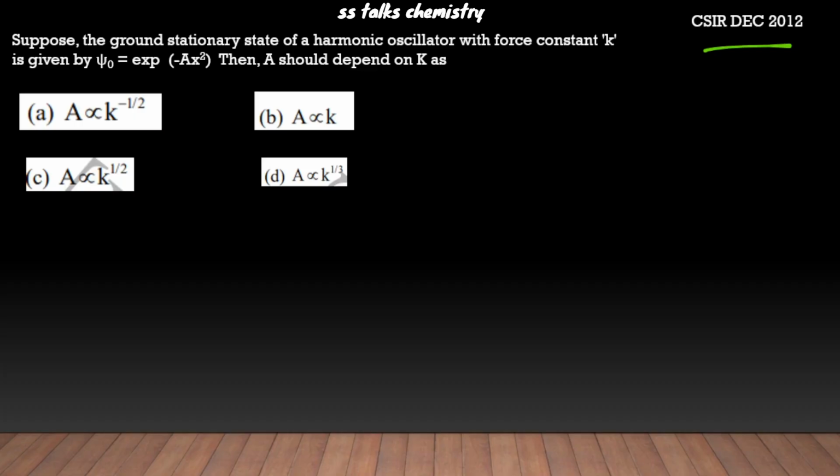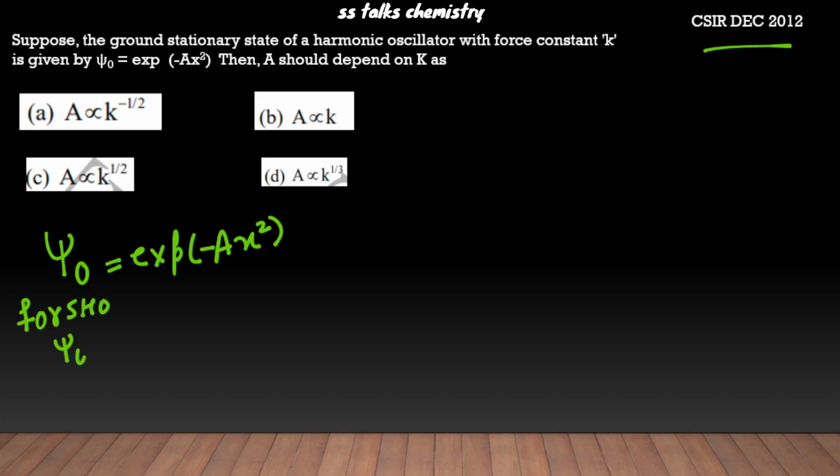For the simple harmonic oscillator, we know that the wave function psi naught is given as exponential of minus a x square. And the one which we obtained from the derivation is that for the SHO, the wave function psi naught is proportional to e raised to the power of minus beta x square. That means this a value is nothing but your beta only. Now the relationship of this beta with respect to the force constant, I have to just see.